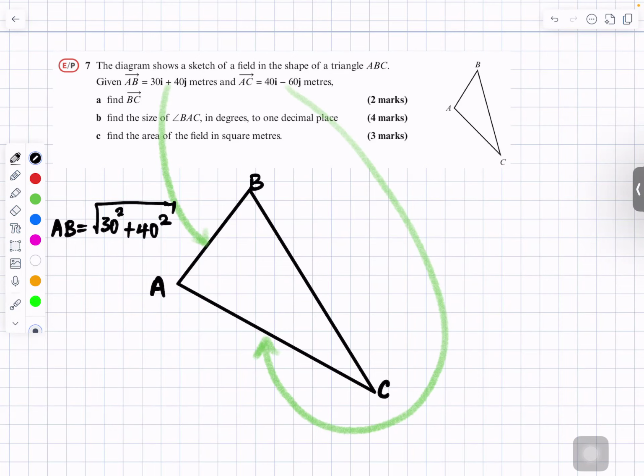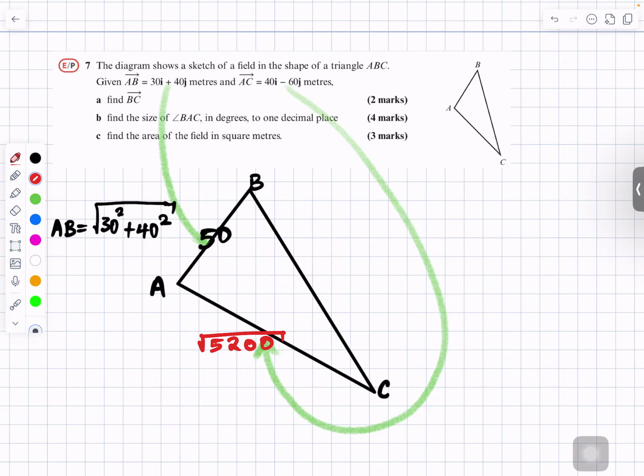So what did you get AB to be? 50. 50, correct. And then which one did they give us? AC. What did you get for AC? 72.1. Okay, we can leave it as a surd, because you don't want decimals yet. Is that what you got? Yeah. Now, how do we find BC if you have those?